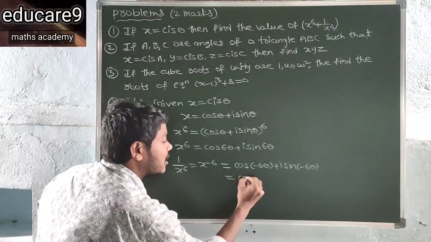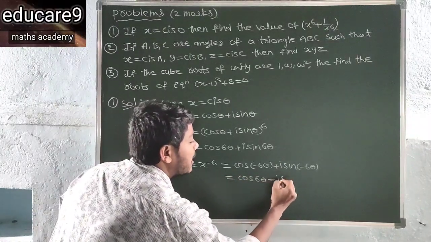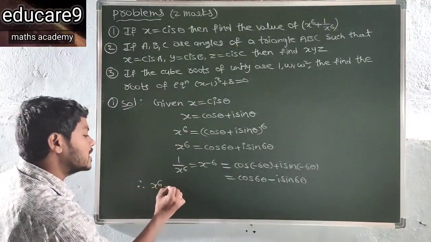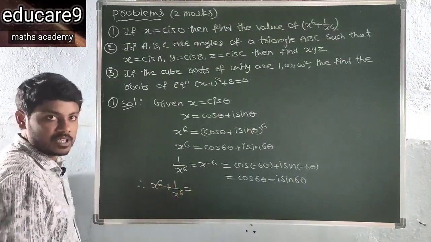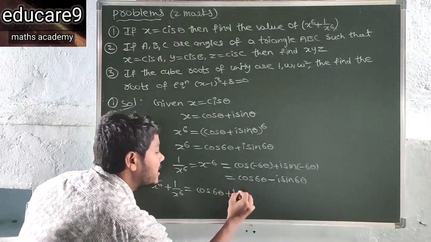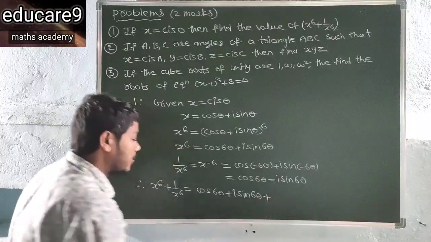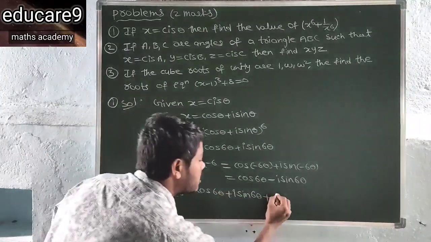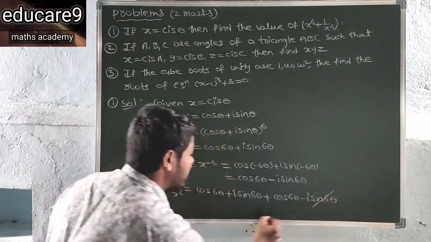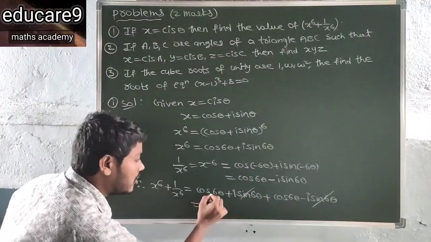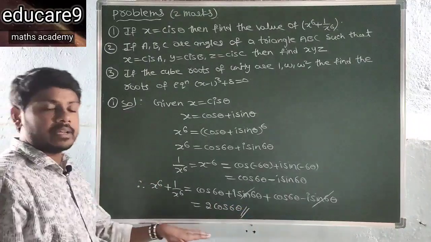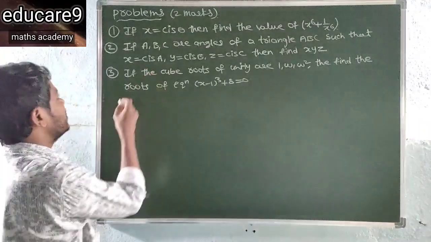So clearly this is what? Cos 6 theta minus i sin 6 theta. So therefore x power 6 plus 1 by x power 6 value. So what is x power 6 value here? Cos 6 theta plus i sin 6 theta, and plus 1 by x power 6 value, so cos 6 theta minus i sin 6 theta. So clearly these both terms get cancelled. Now cos 6 theta plus cos 6 theta, 2 cos 6 theta. So this is the required answer. So see the second solution.